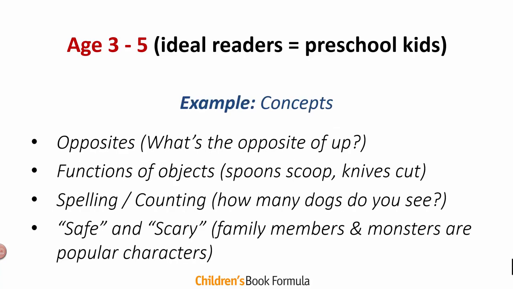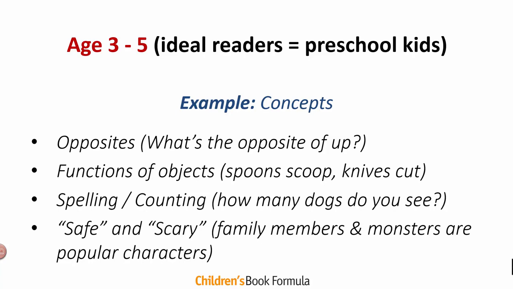An example of some of the concepts that you might include in these books, age 3 to 5: opposites, right? What's the opposite of up? What's the opposite of hot? Another strategy is to talk about the functions of objects: spoons, scoop; knives, cut, so that these associations are made between these common day household objects and their actual functionality.